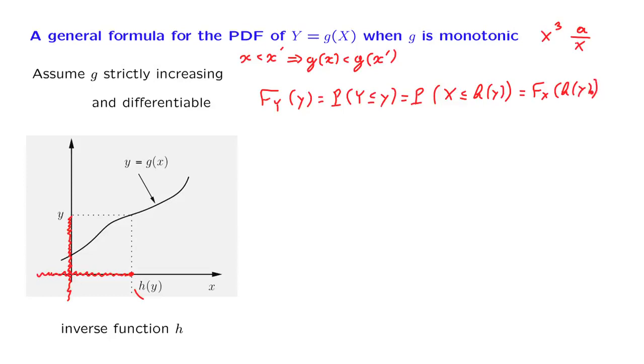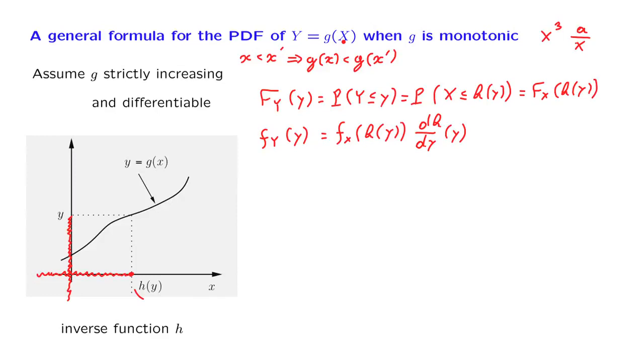We now carry out the second step of our program. We take derivatives of both sides and we find that the PDF of y is equal to the derivative of the right-hand side. The derivative of the CDF is a PDF. And then the chain rule tells us that we also need to take the derivative of the term inside here with respect to its argument. And this is a general formula for the PDF of a strictly increasing function of a random variable x.